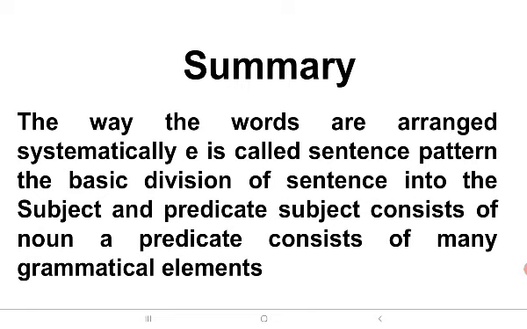Students, in this session we have discussed the basic sentence patterns in the English language. The basic division of a sentence is into two parts, that is subject and predicate. Subject consists of a noun as well as a pronoun, and predicate consists of many grammatical elements, starting from the to be verb and the main verb.